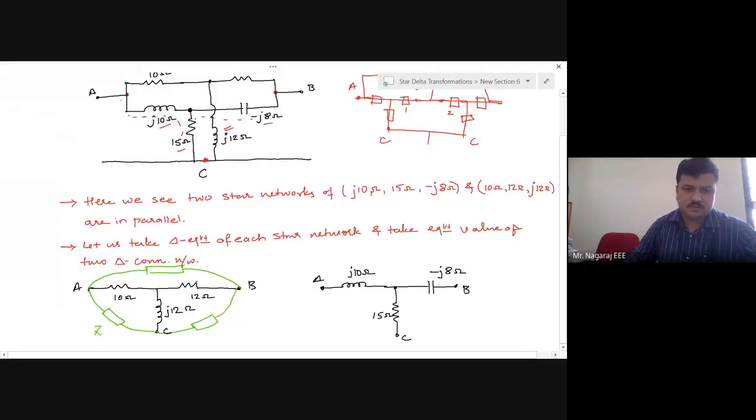Then I want to get the delta equivalent of this. So this is ZCA, ZBC, ZAB. I will take this as Z dash, Z dash, and Z dash. This I will take as Z double dash AB.